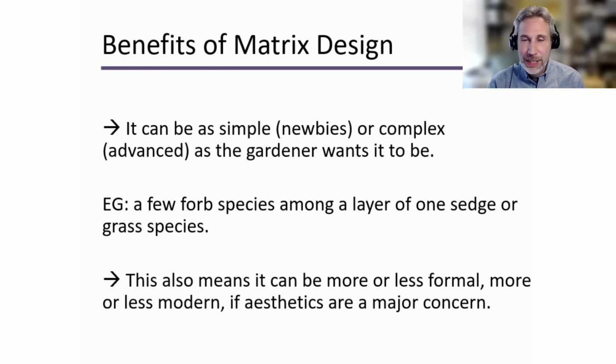A few forb species among a layer, one sedge, a grass species. That's really simple. That's really clean. That's a really great way to dip your toes into the water of matrix design. That also means it can be less formal, contemporary. It can really suit a lot of design styles, a lot of design aesthetics, if design is one of your core issues, one of your core parameters in your landscape.